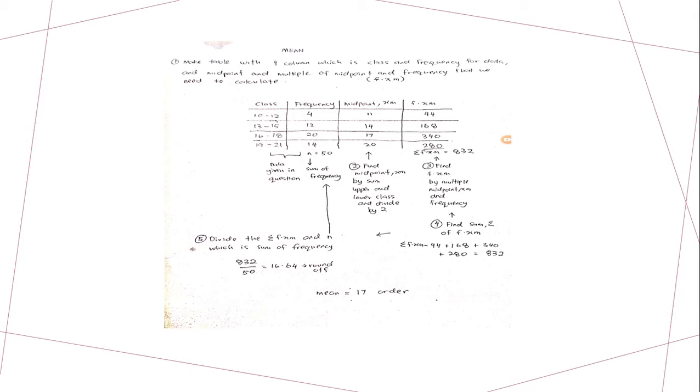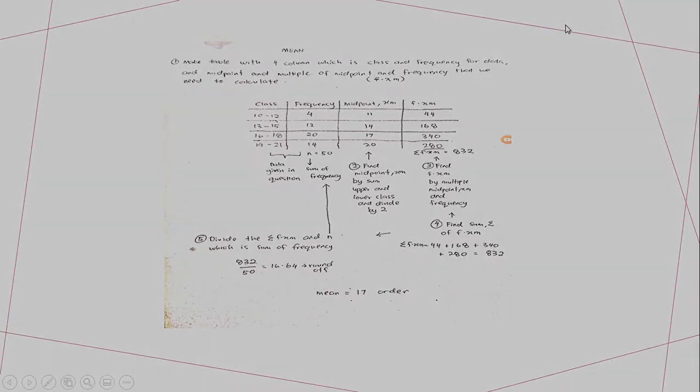So the final result will be 832 divided by 50, and will be equal to 16.64. And after we got the answer, we will need to round off to get a more suitable and appropriate number, which is mean equal to 17 order.